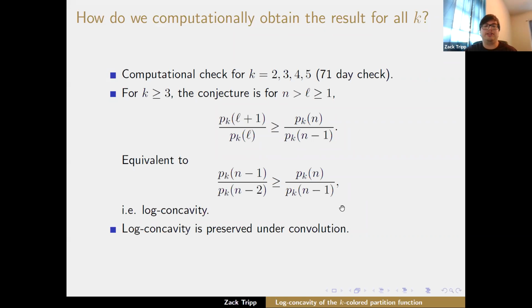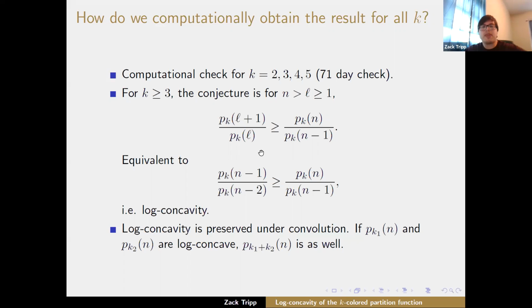Log-concavity is preserved under convolution. And it turns out that multiplying series is a form of convolution. So if you have that the k sub 1 colored partition function is log-concave, and the k sub 2 colored partition function is log-concave, then when you sum up those two colors, that one is also log-concave.